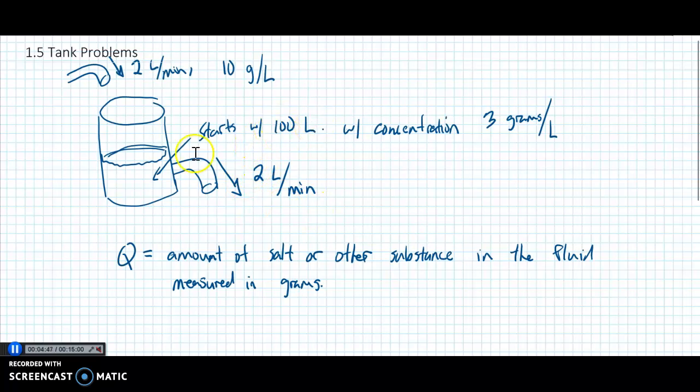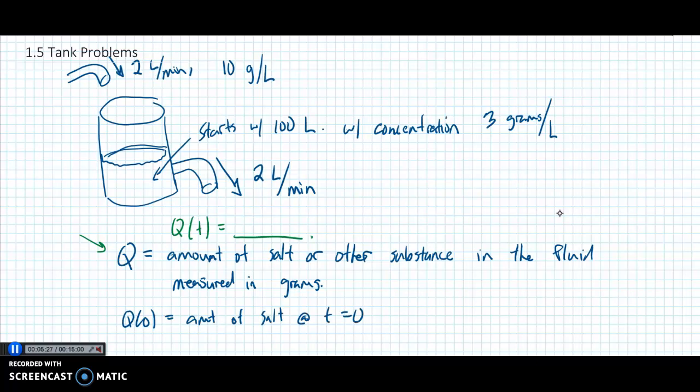That means that we start with 100 liters, and while the amount of salt in this tank changes, the volume of the tank does not change. And that simplifies our problem here. So what I want to do is solve for Q. I want an equation, Q of t equals. That's the goal for this problem. So we need to go back to something that I was talking about a moment ago, and that is Q of 0, right? That is the amount of salt at time equals 0.